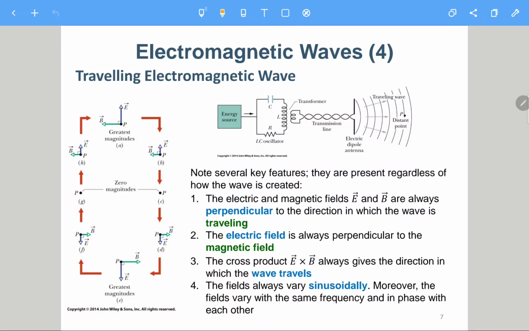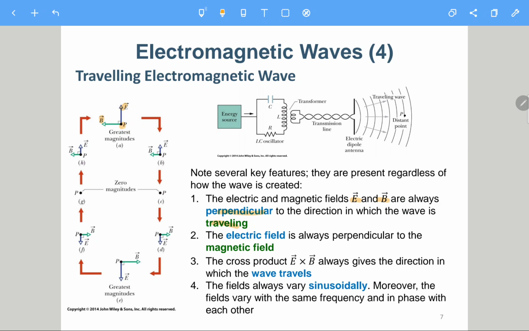And here we can see there are some observations about the EM wave. The first point is that the E and B fields are always perpendicular to the direction in which the wave is traveling. Suppose the wave is propagating out of the page, and you can see here the E field is pointing upward and the magnetic field is pointing to the left side.